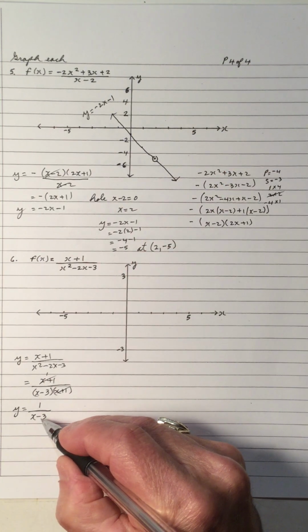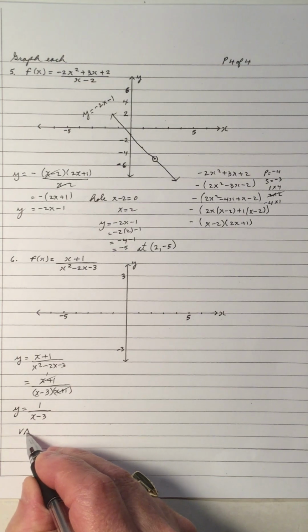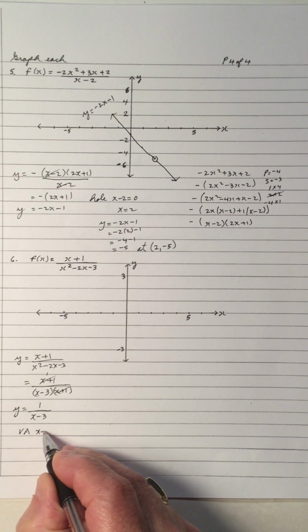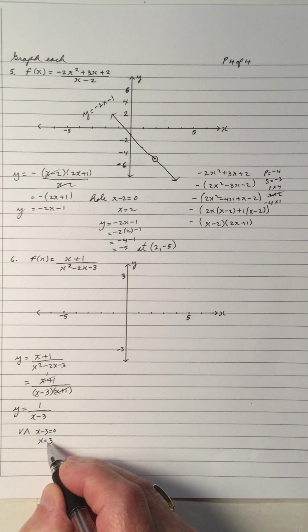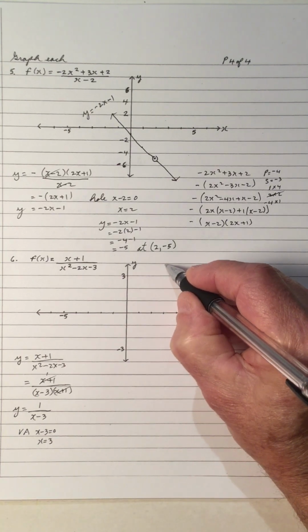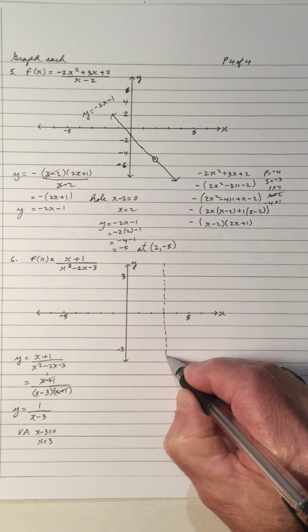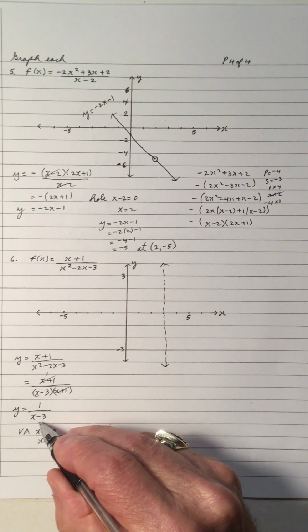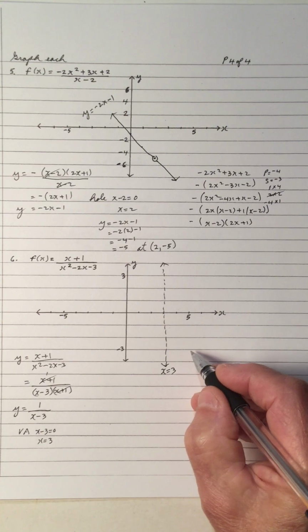So this time we have a vertical asymptote because we have 1 over x minus 3. We have a vertical asymptote at x minus 3 equals 0, so we have a vertical asymptote at x equals 3. Notice the x minus 3 is not removed from the denominator, so the vertical asymptote is at x equals 3.